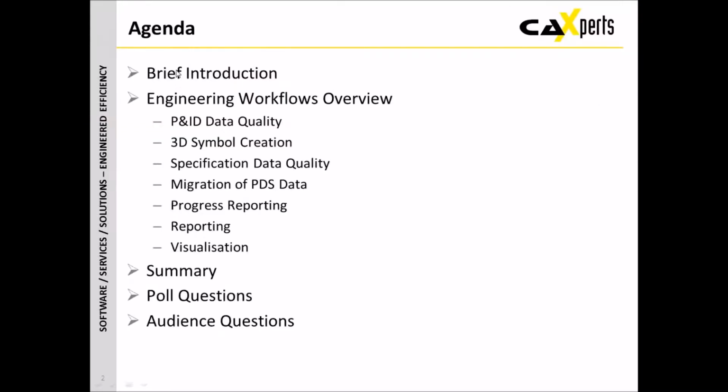In terms of the agenda, we're going to give this brief introduction right now, and we're then going to go over a number of engineering workflows in fairly rapid succession. The topics we're covering today are P&ID data quality, 3D symbol creation, spec data quality, migration of PDS data, progress reporting, and visualization. So there's an awful lot to get through, so it is going to be fairly high-level, cursory glances at what we're doing.